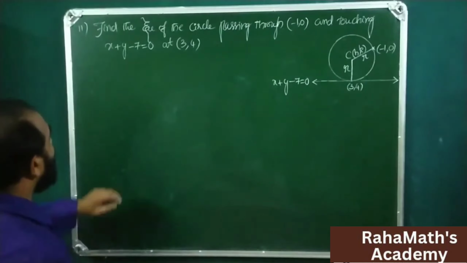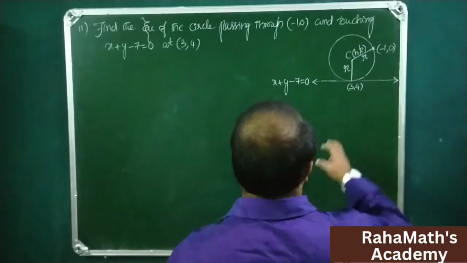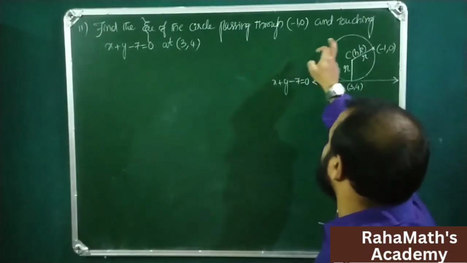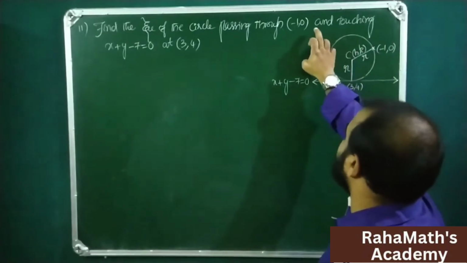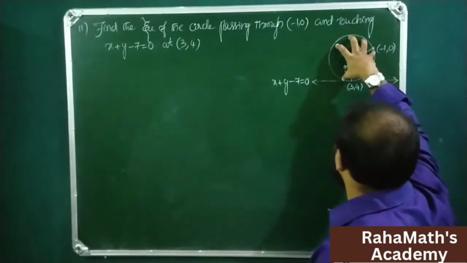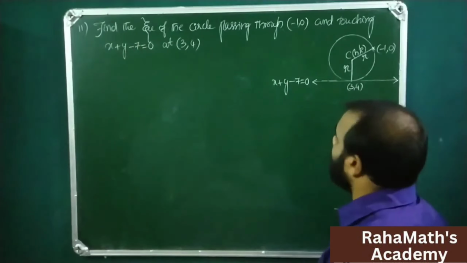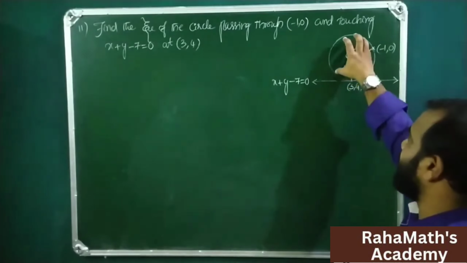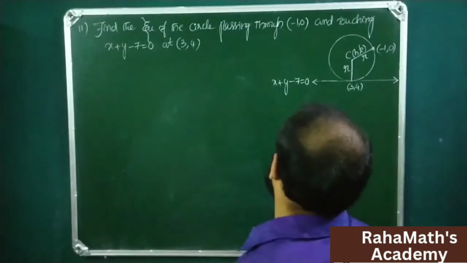The next question is: find the equation of the circle passing through minus 1 comma 0. Let us suppose that this is the equation of the required circle, and this circle is passing through minus 1 comma 0, and this circle touches x plus y minus 7 equals 0. This circle touches this line at 3 comma 4. The point of contact is 3 comma 4. This circle touches this line at 3 comma 4 is the data given.